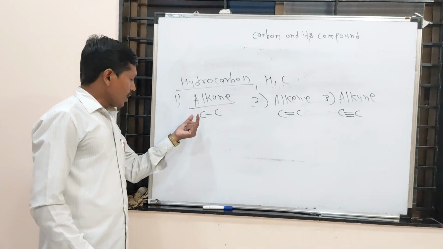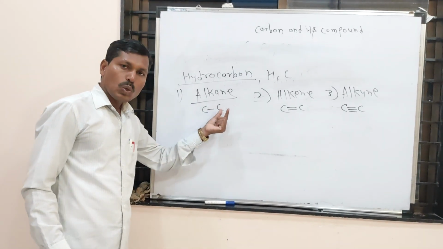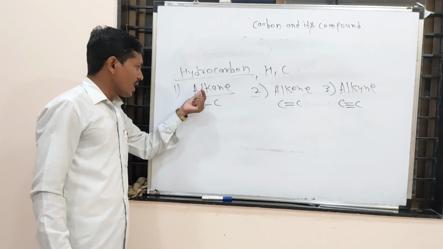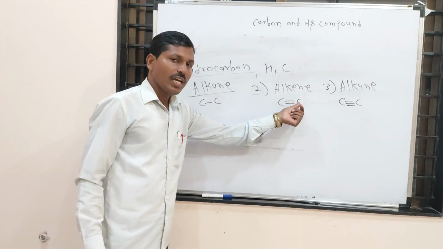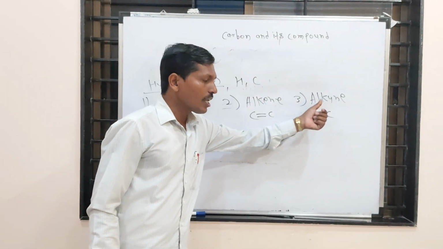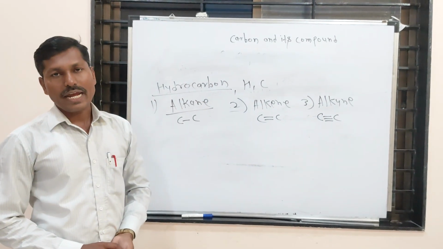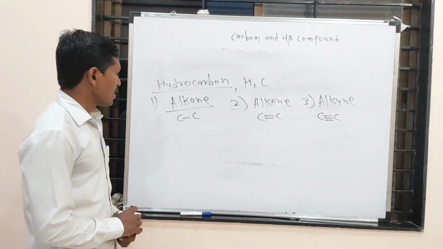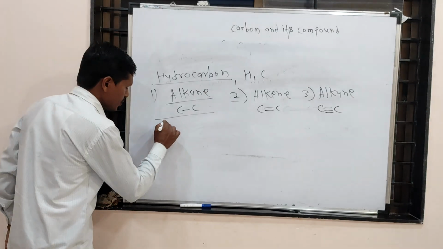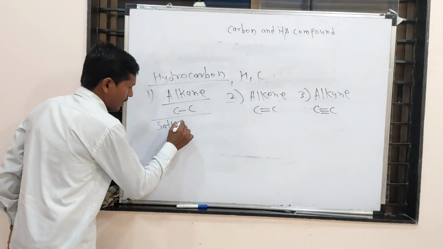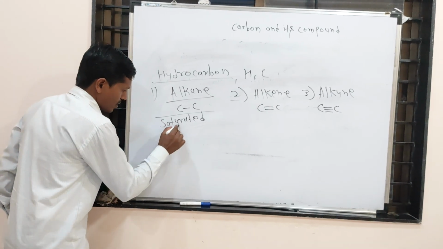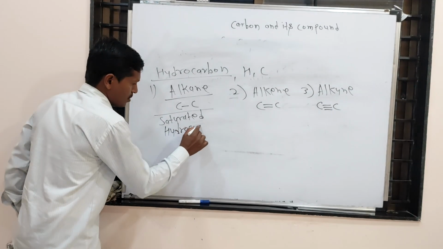What is the nature of the bonding between the two carbon atoms? If the carbon-carbon bond is single, it is called an alkane. If the carbon-carbon bond is double, it is called an alkene. And if there is a carbon-carbon triple bond, it is called an alkyne. Especially if a carbon-carbon single bond is there, such a compound is called a saturated compound. It is also called a saturated hydrocarbon.